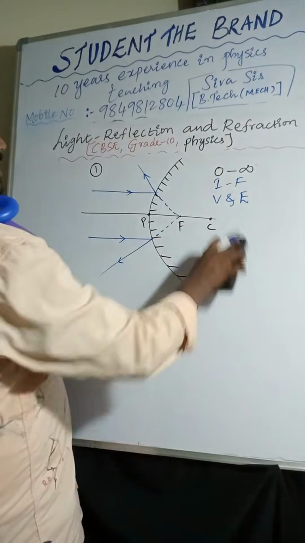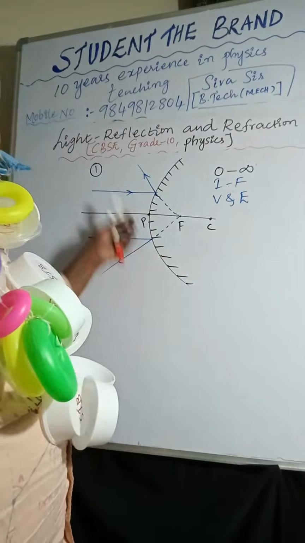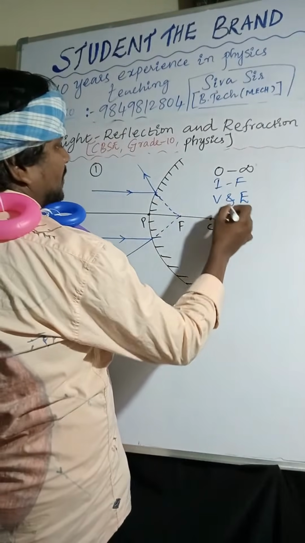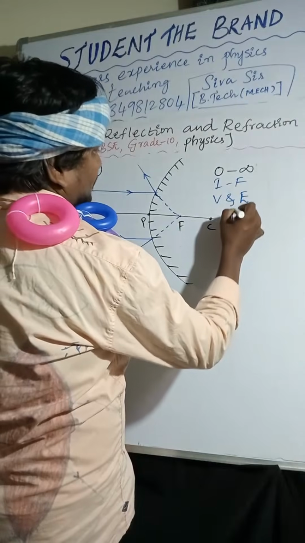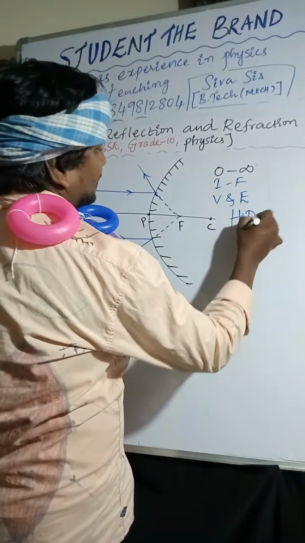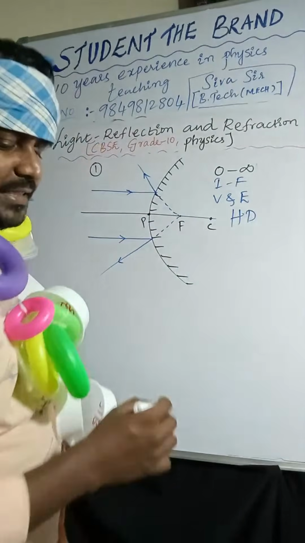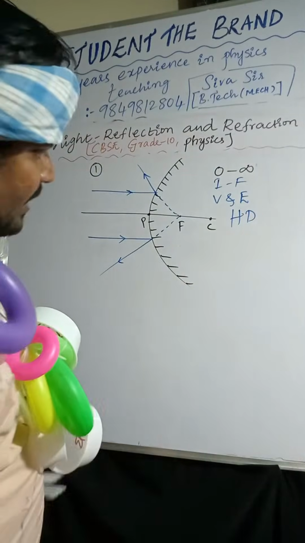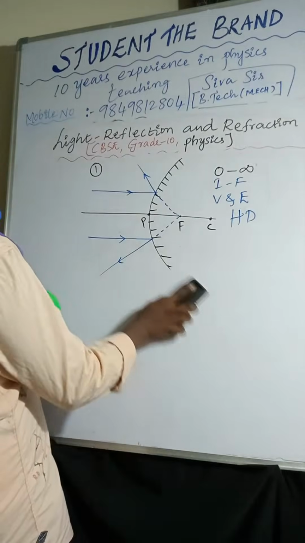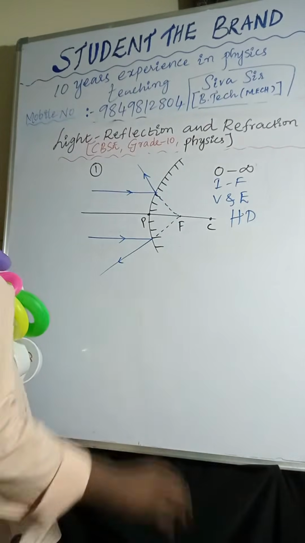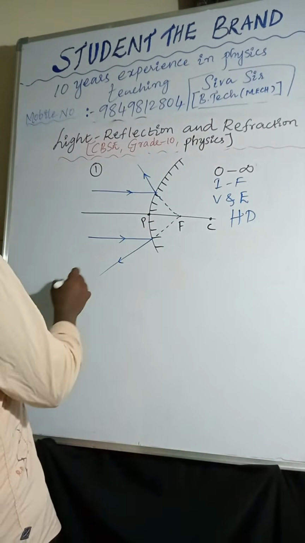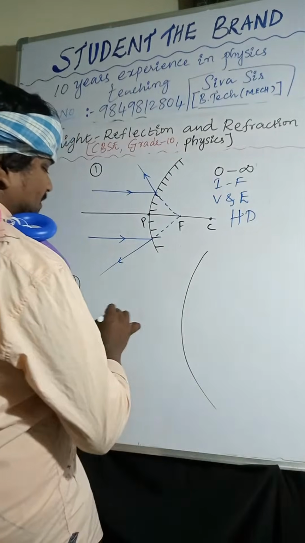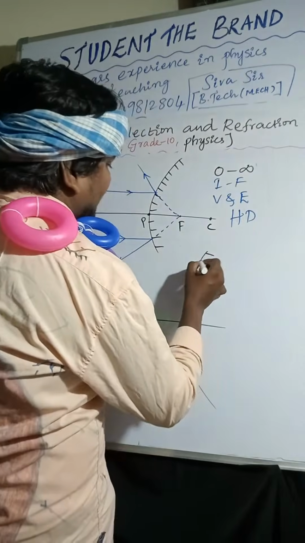So here the object is at infinity. Image will form at focus. Nature of the image is virtual, erect, and size of the image is highly diminished. Next we are going to discuss the second image formation. Object is placed.